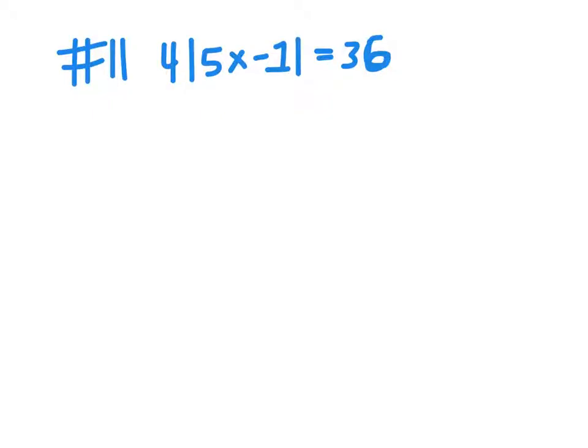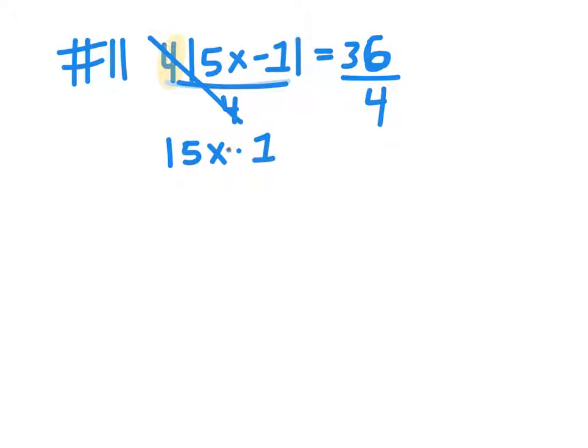Okay guys, so here is number 11. I need to start off by getting rid of the 4 that's in front of the absolute value symbol. To do that, this is really times 4. I'm going to divide both sides by 4, canceling out the 4 that's in front of the absolute value bar. That gives me 5x minus 1 equals 9. So there's two possibilities here.